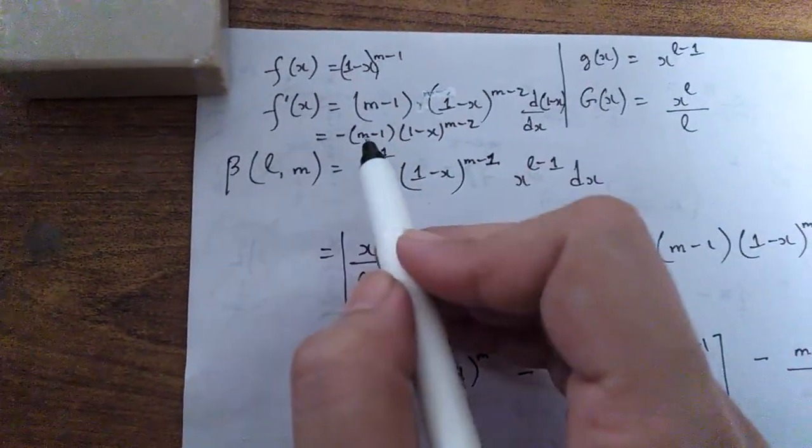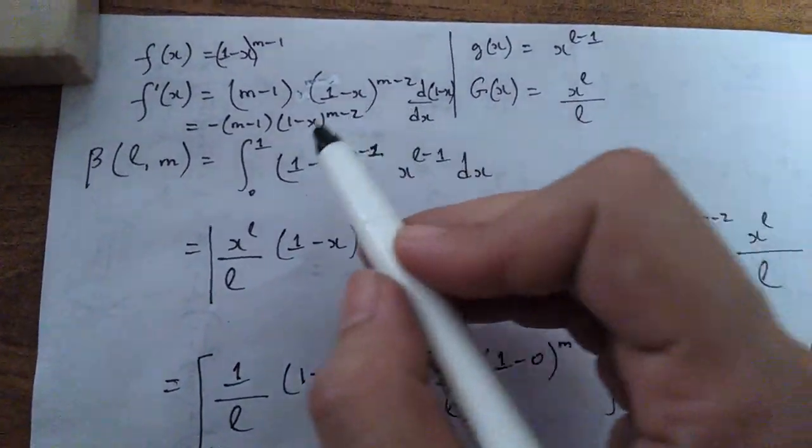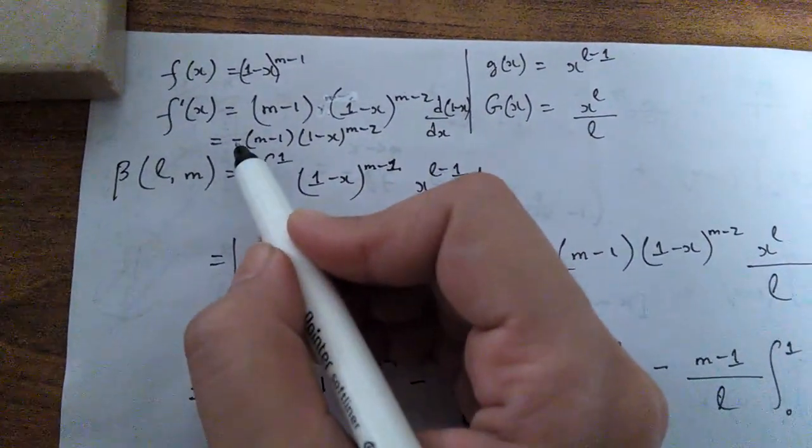This is what my f dash x is. I simply forgot to put down the chain rule. I'm sorry for that, that's my mistake. So this is your f dash x having this negative sign.